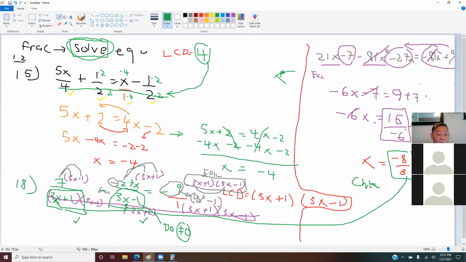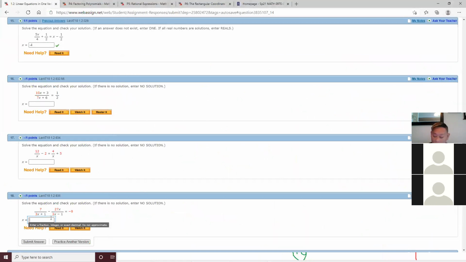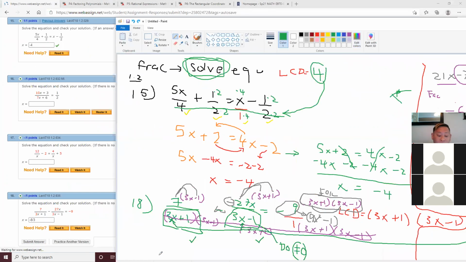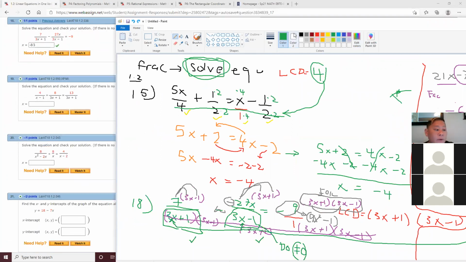But what happens if when you plug in here and it becomes 0, then your answer will be rejected. Then your answer will be no solution. Okay. So in this case, your answer will be negative 8 over 3. I will post some videos on this. Yes, this is tough. When you do this type of questions, this is tough.